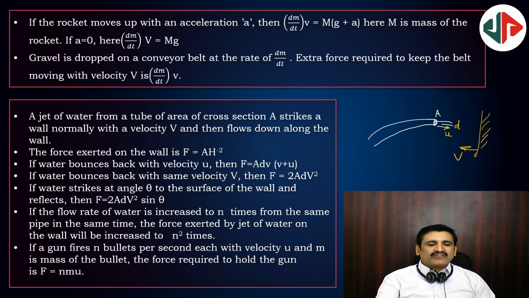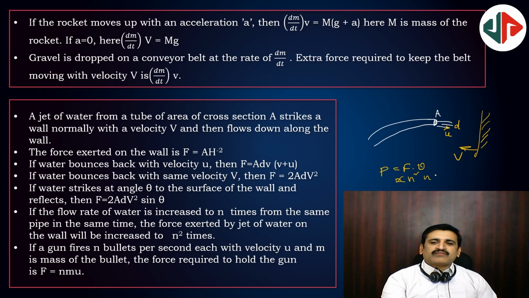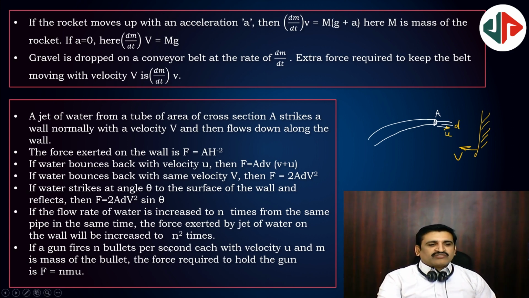Power will become n cube times, because in the power formula, power is equal to F into V, right? So here proportionality n square, and here one more n. So obviously n cube will come. Anyway, at that place also we'll discuss once again. So if velocity becomes n times, then force will become n square times, power will become n cube times. Yeah, force is nmv when a gun is firing n bullets.